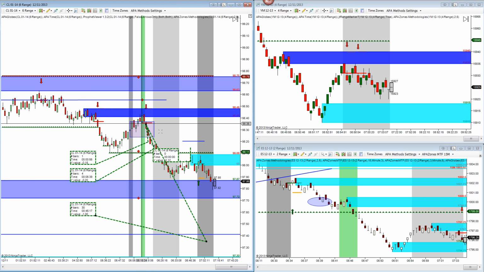Okay, so I've run this thing for about 45 minutes. We're at the top of the hour, as I like to call it. So I'm going to lock in down here just above Globex high, or excuse me, Globex low.